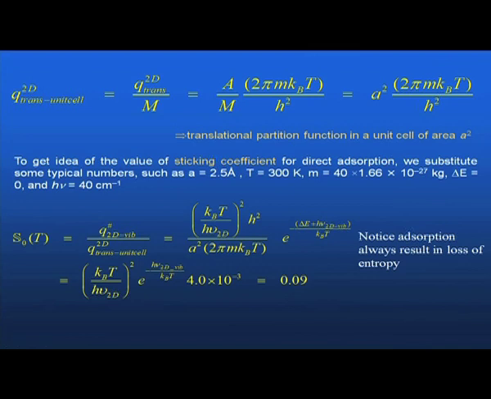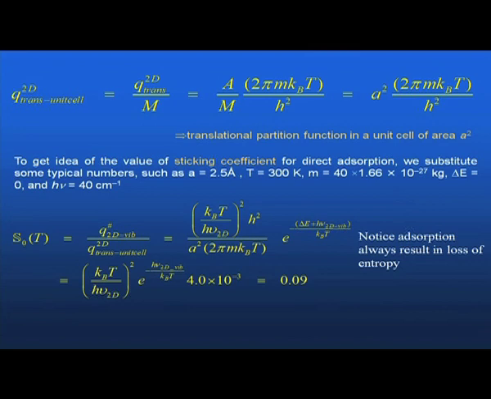So, it is much less than unity. It reflects that if it is 0.09, then out of 100 collisions, 9 are successful, and the remaining 91 are of no use, although the atoms are colliding onto the surface.